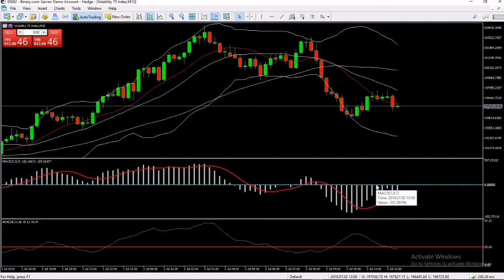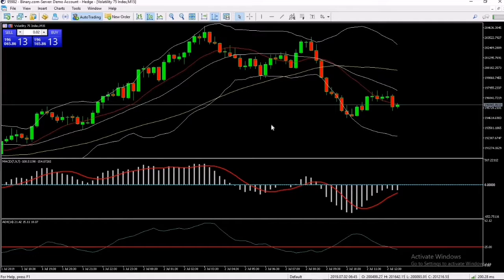So let's talk about lot size now. For those using between $50 to $200 accounts, I will advise you use 0.01 as your lot size. And for those using $200 to $500, use 0.02, and you can open not more than 2 positions. So you can open 0.01 in 2 positions to make up your 0.02.